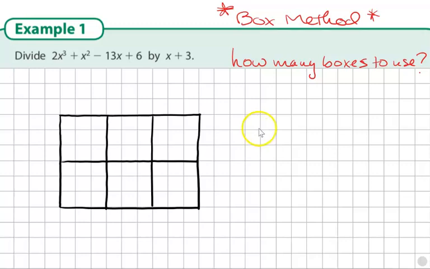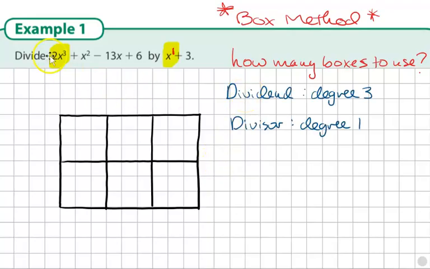So how many boxes to use? Well, typically you're going to be using 6 boxes for these questions. But specifically, you need to use 6 boxes if the highest power is cubed and it's being divided by an x with the highest power of 1. So an x cubed divided by an x to the power of 1, you're going to use 6 boxes. So the dividend, what we're dividing into, is degree 3, which means the highest power is 3. And the divisor is degree 1. So the highest power of the divisor is 1.